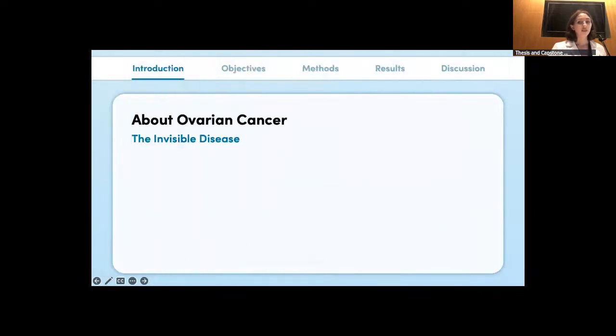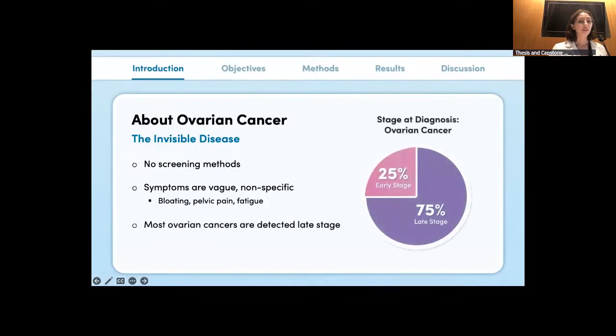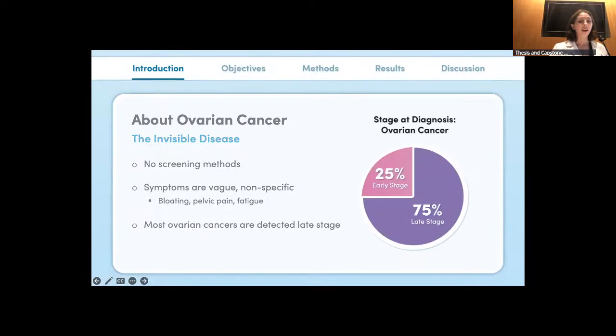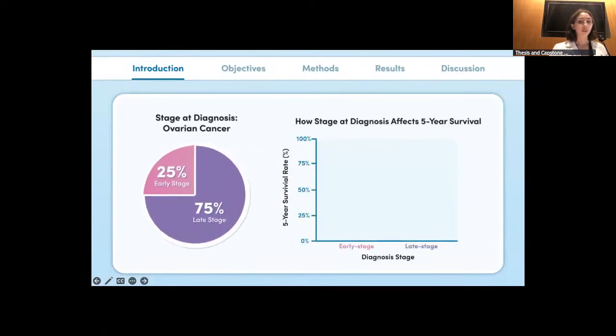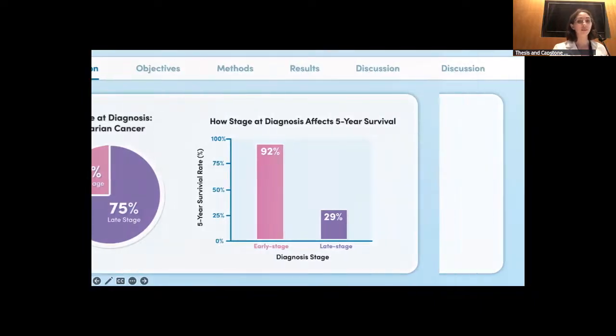Ovarian cancer is often called an invisible disease, as there are no screening methods, and symptoms like bloating, pelvic pain, or fatigue are vague and easy to overlook. Because of this, 75% of ovarian cancers are detected at a late stage, making treatment options limited and riskier. Outcomes are significantly better when the cancer is detected early, but that's rarely the case. And as a result, the prognosis for late-stage patients remains poor. This is why prevention is so important.